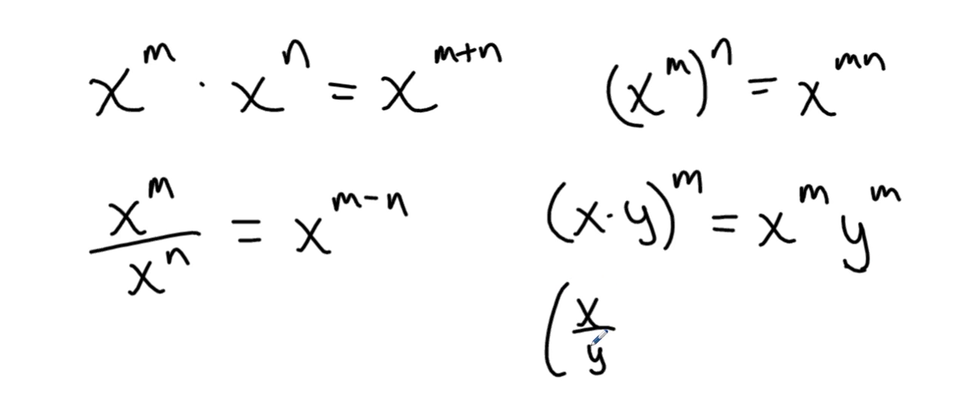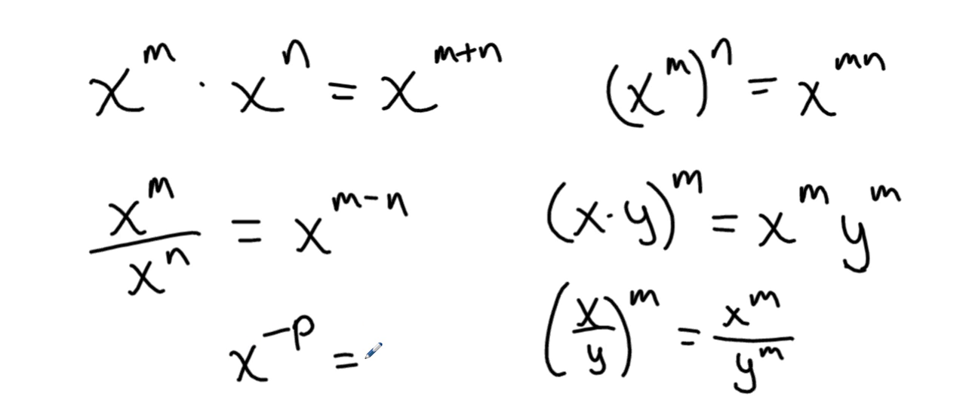Similarly, x divided by y to the m is x to the m divided by y to the m. And then lastly but not leastly, what do you do if you have x to some negative power? What does that mean? Well, most people say, by definition, that's 1 over x to the positive power. But that's not really by definition. It continues a pattern. And here's the pattern.